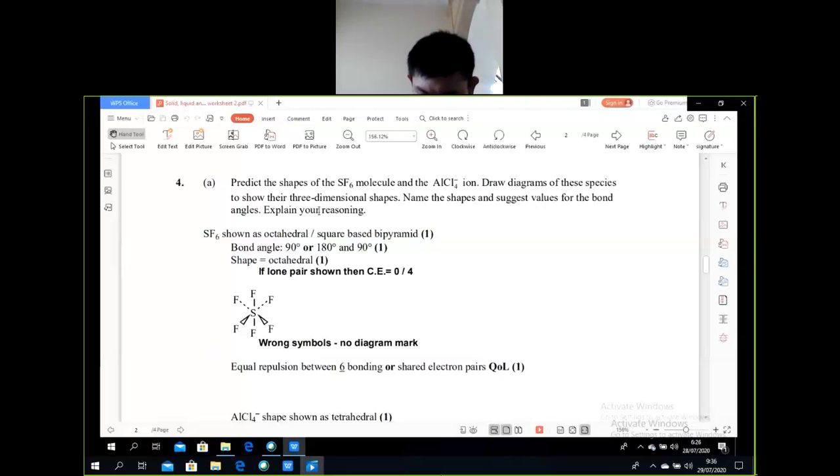We know that SF6 has a shape of octahedral, or square based bipyramid, not square pyramid, but square based bipyramid. So there are two square based pyramids that join together to become an octahedral with the bond angles of 180 and 90 degrees. So the shape is like this. We know that in SF6 there are 6 bond pairs and without any lone pairs.